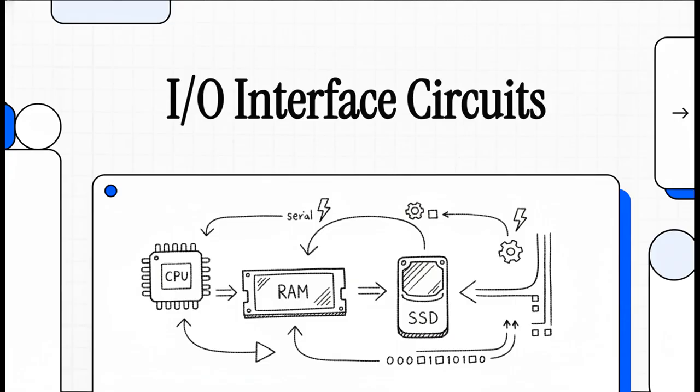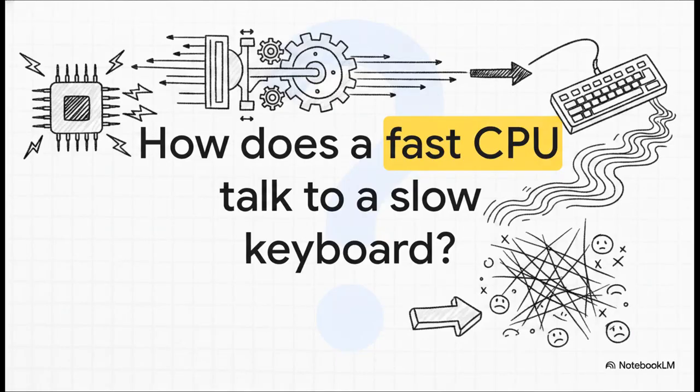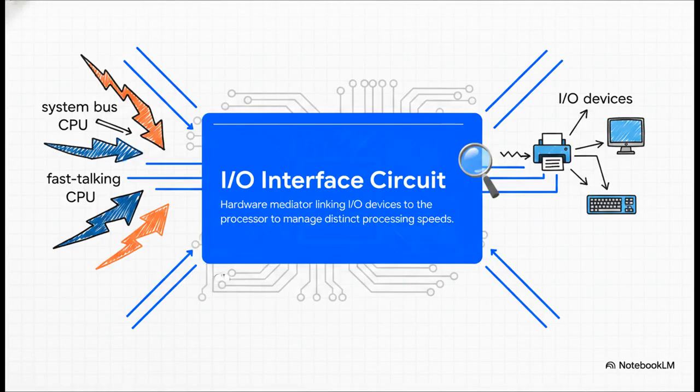Let's dive right in. Now, have you ever stopped to wonder how a lightning-fast CPU talks to a relatively slow keyboard? Because honestly, it's a massive speed gap. Your processor is sitting there thinking in billions of operations per second, but human fingers typing, we're incredibly sluggish by comparison. If the processor just shouted data at the keyboard, it'd be like trying to take a sip from a fire hose. Just complete chaos. We absolutely need a specialized solution to bridge this gap. And that is exactly where the I/O interface circuit comes in.